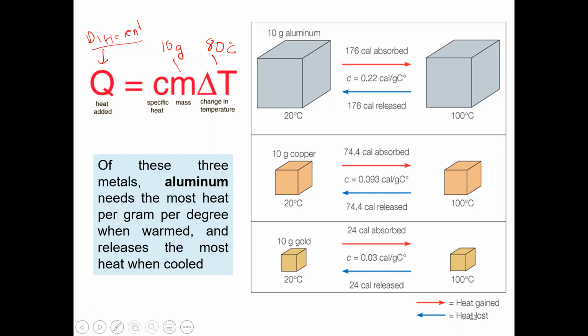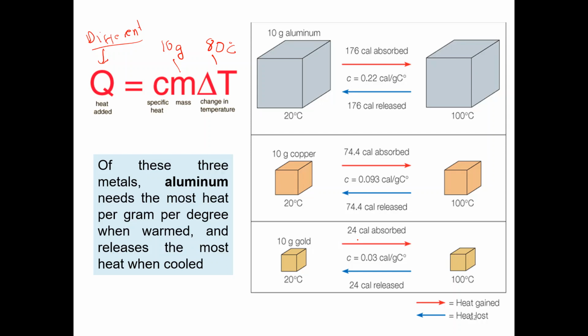For example, in case of aluminum, we need 176 calories. In case of copper, we need 74.4 calories, but in case of gold, we need 24 to increase the temperature of the same mass to 100 degrees Celsius.